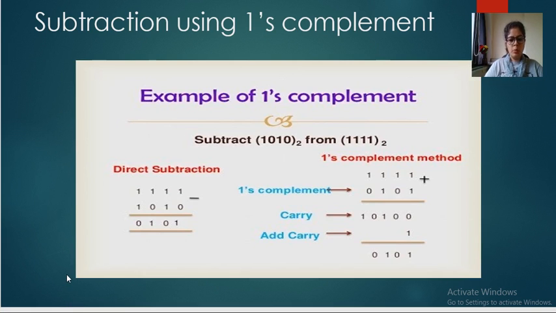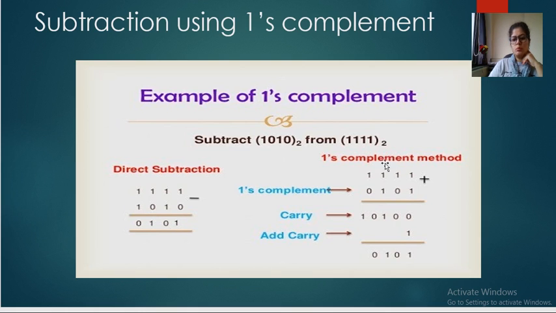Now look at this example. I have taken one more example. Let's start from this example. Look at the question. The question is: subtract 1010 from 1111. So the number is 1111. Write the number as it is, 1111. The second number is 1010. You just have to convert it into ones complement. So first of all, write it as 1010. Now perform the ones complement of this number.